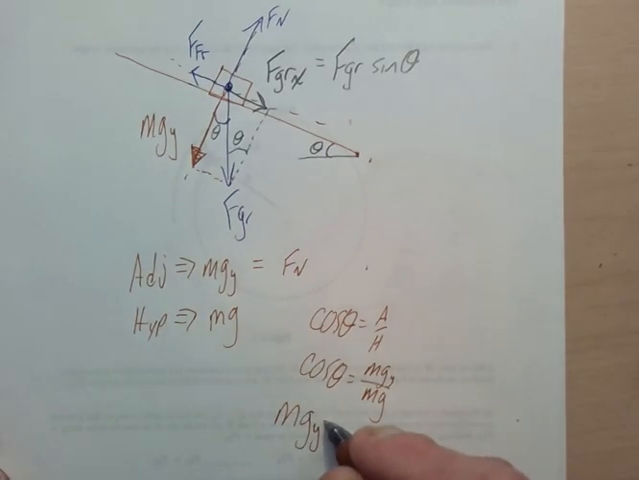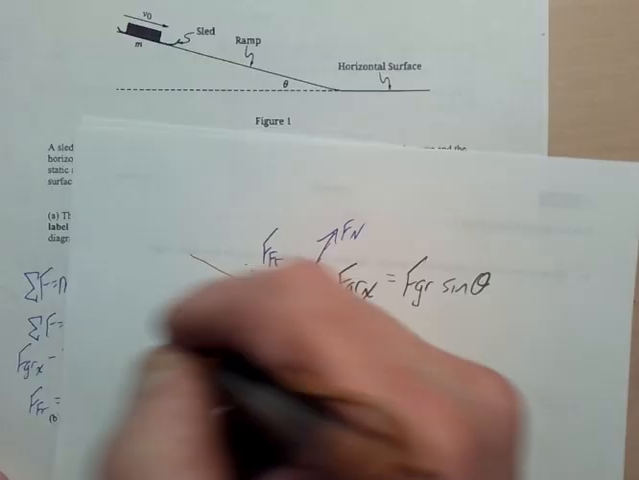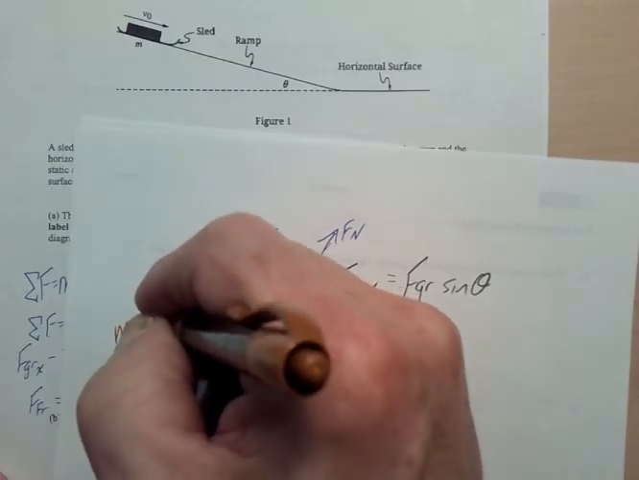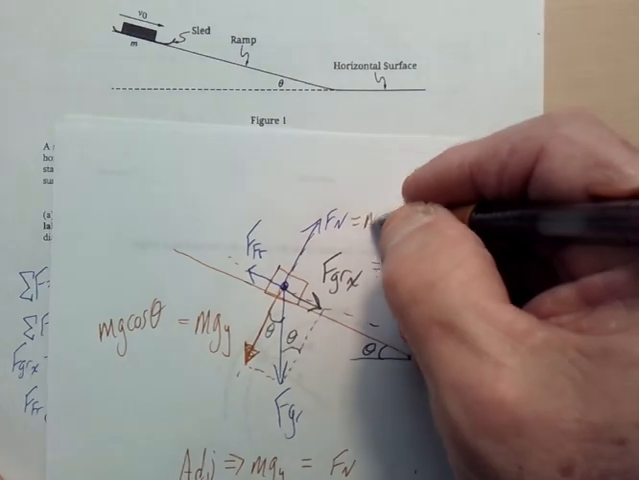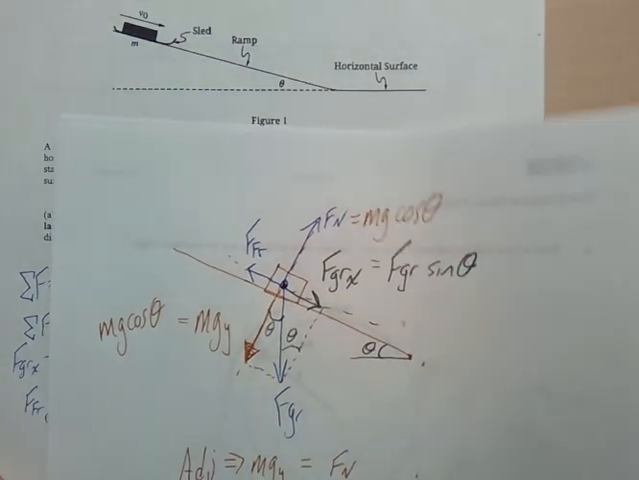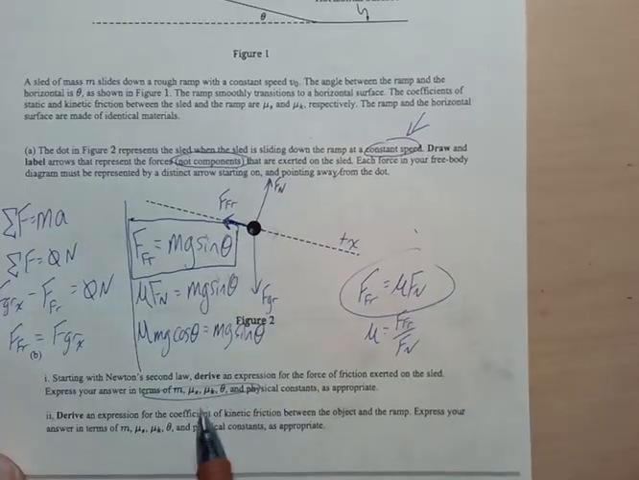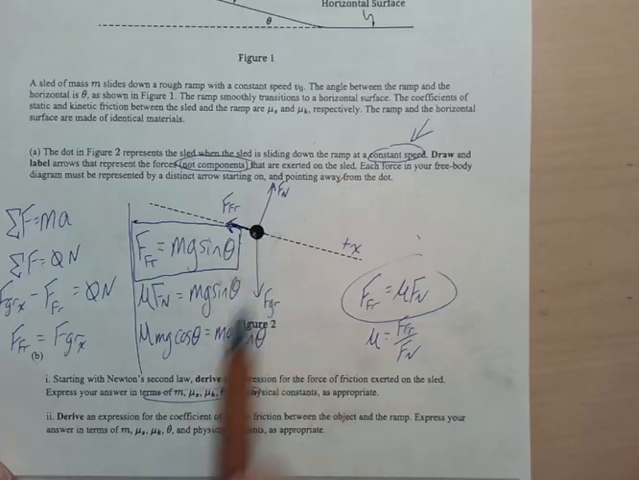Mg on the y-axis is mg cos theta. This brown arrow here is mg cos theta. And so force normal is mg cos theta, positive. That's where that came from. Mu force normal is mu mg cos theta. And that's equal to the pull down the ramp by gravity.